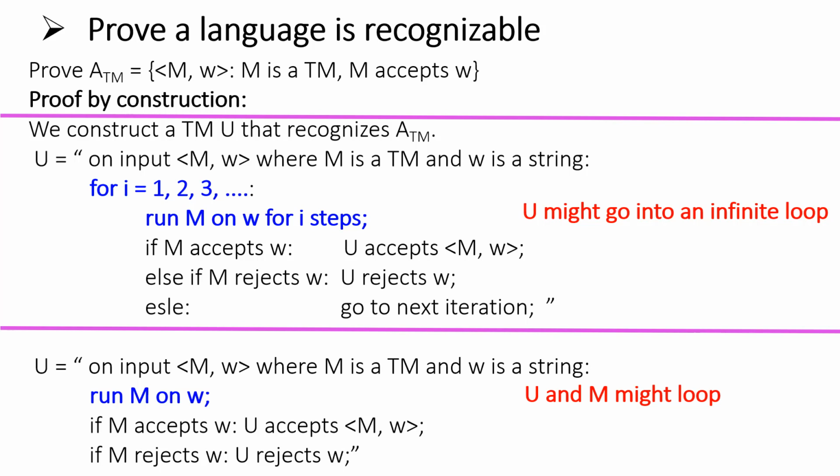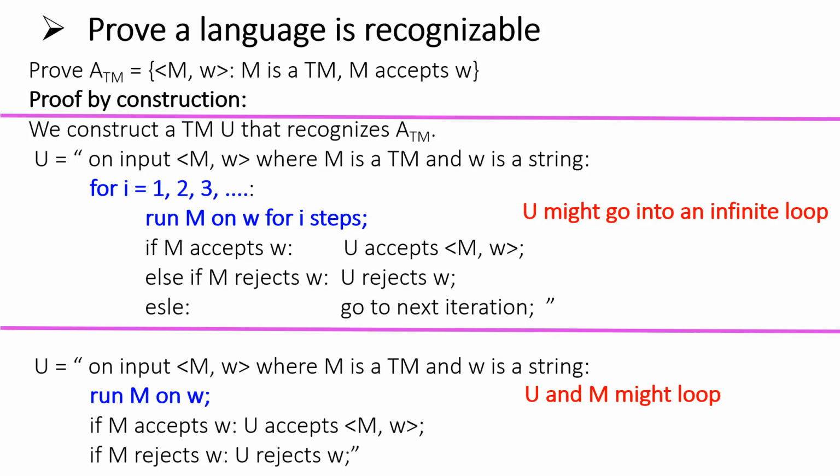An equivalent machine is described below. In the body, I don't even bother to use a loop, because I only need U to correctly accept when the input is a member of ATM. So I just run M on W. If M accepts W, then U accepts MW. If M rejects W, then U rejects MW.